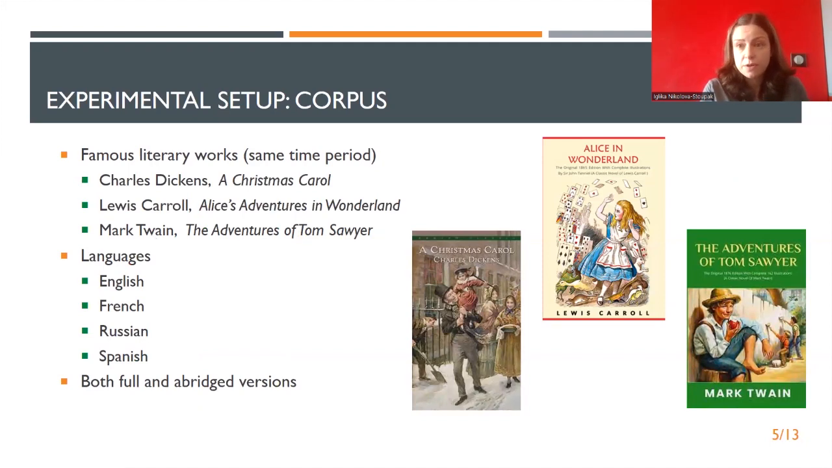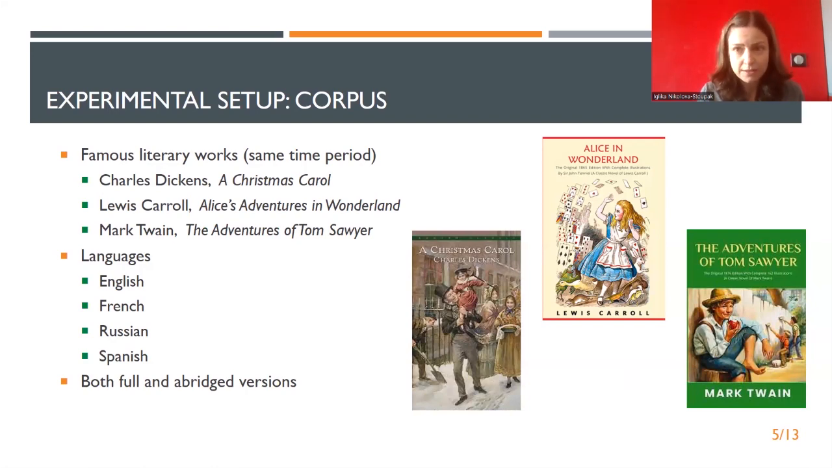First of all, I compiled a corpus. I used famous literary works, novels that are particularly famous as children's novels that belong to roughly the same time period. So there is A Christmas Carol by Charles Dickens, Alice's Adventures in Wonderland by Lewis Carroll, and The Adventures of Tom Sawyer by Mark Twain. And also these texts are present both in the original English, as all of them are originally written in English, as well as in translations.